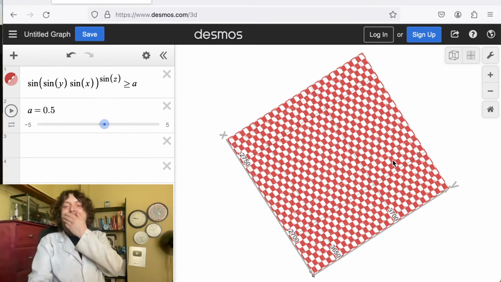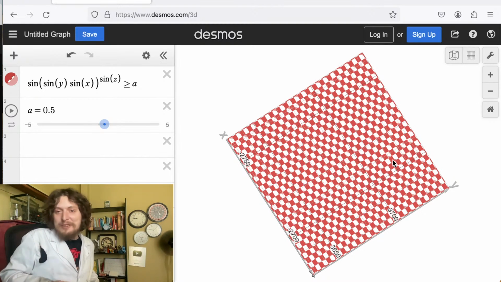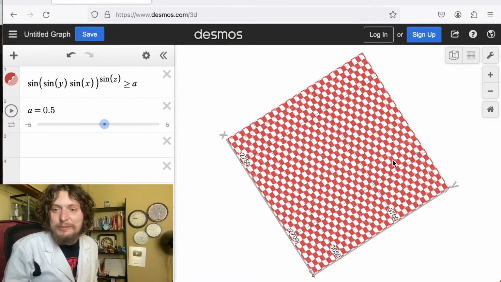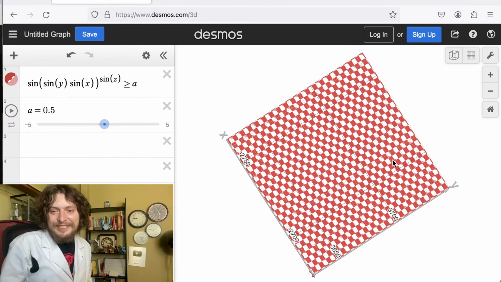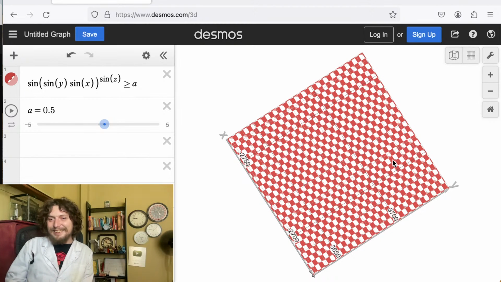Oh my god. I said it was going to look checkerboardish when it barely did. And then I zoomed in and now it looks really checkerboardish. That's really weird. That's crazy.